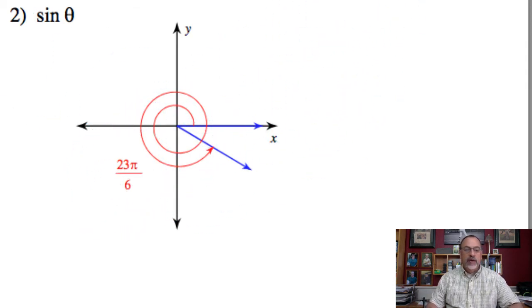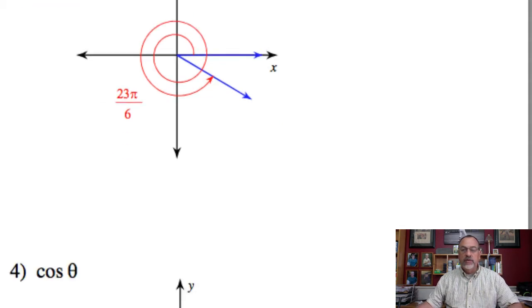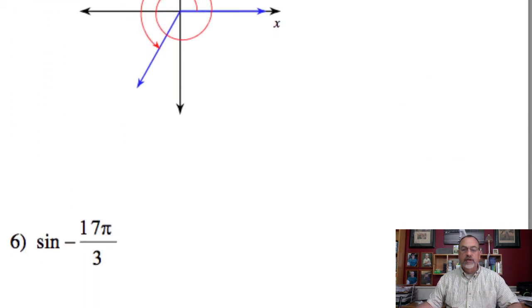I'm going to do one more where we have the drawings for us, and then we'll look at how do we do it when we have to make up the drawings for ourselves.